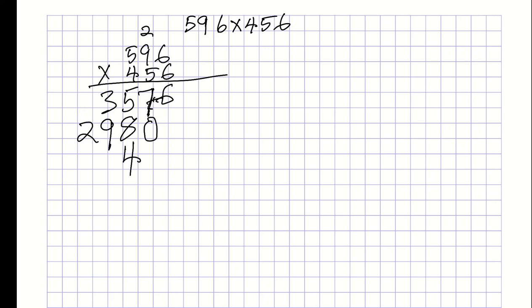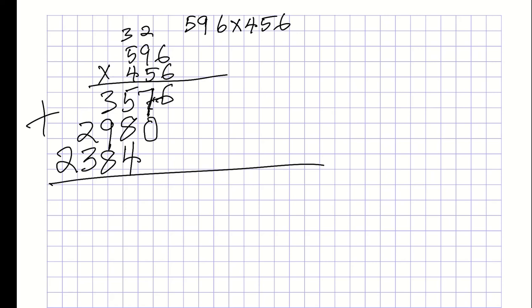4 times 9 is 36 plus 2, 38. You write 8 down, carry 3. 4 times 5 is 20 plus 3, 23. You write it down, 23, because the figures are finished. And then now you're gonna add the whole thing.